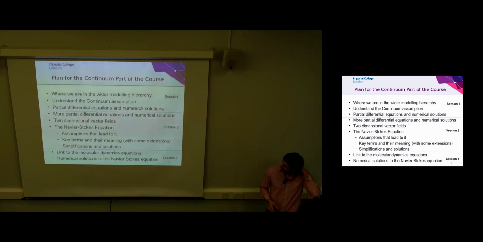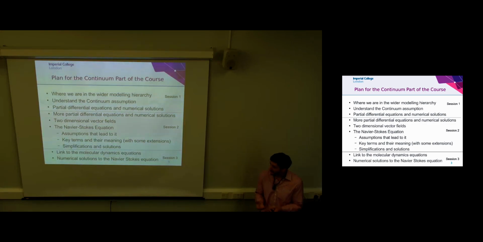Okay, so the plan for the entire course: I'll talk a bit today about the broader context of where the continuum fits within the larger modelling hierarchy. Try to explain the continuum assumption, and we'll talk a bit about this because it means a specific thing in this context. Most mathematical models you've used will be based on the continuum, so it's worth being clear exactly what we're talking about here when we talk about the continuum. And then towards the end of today, we'll talk a lot more about partial differential equations and the numerical solutions of these.